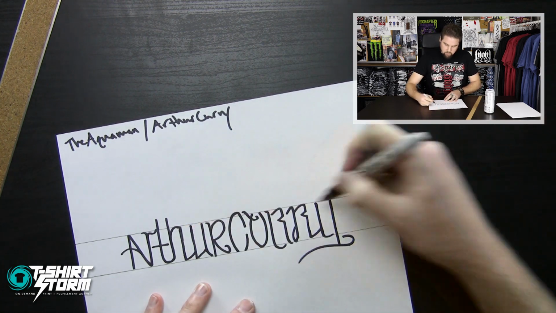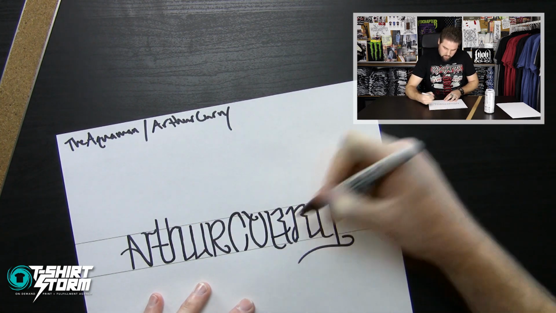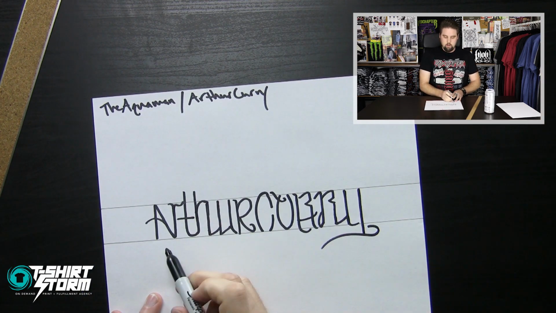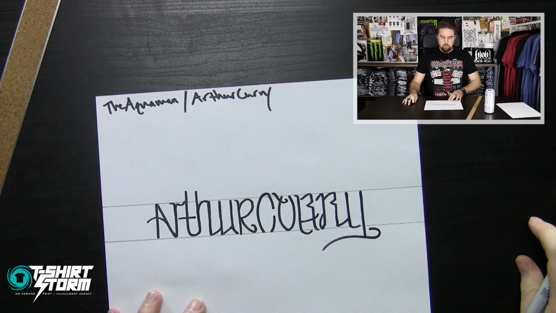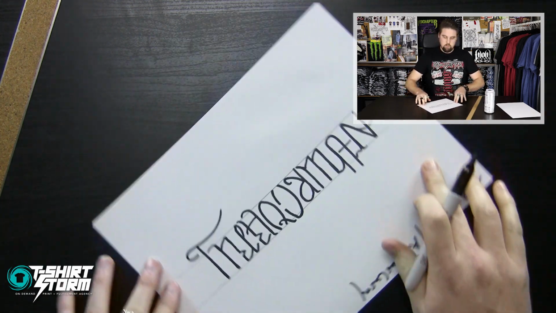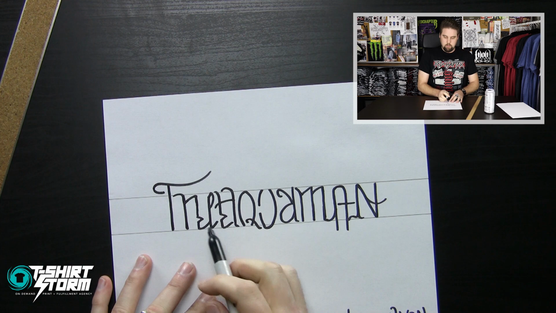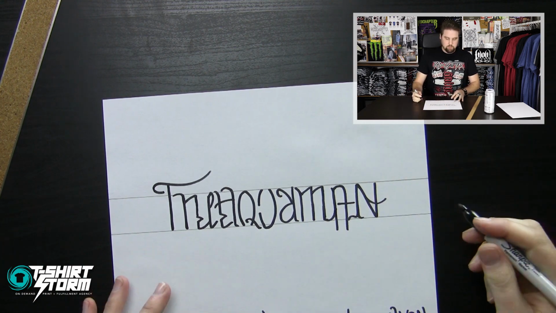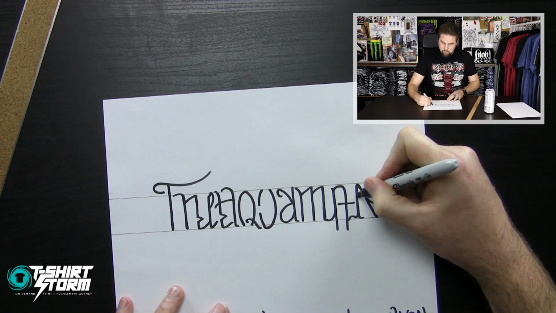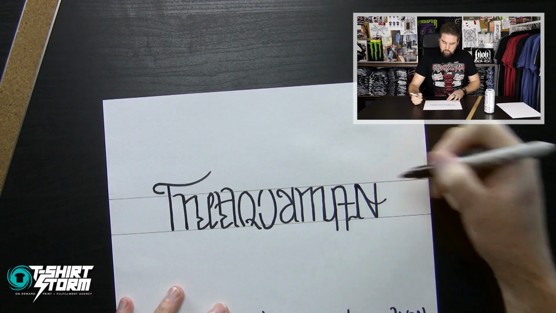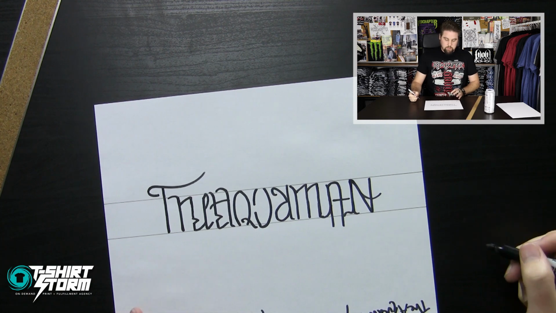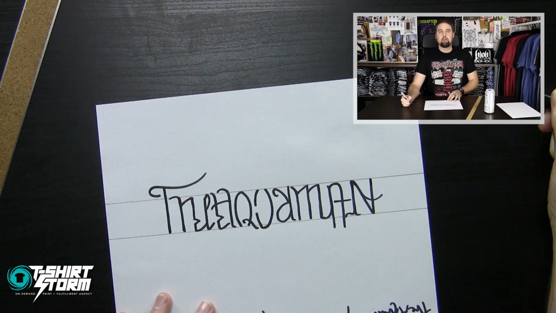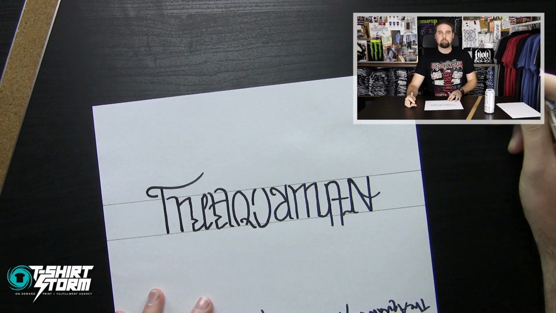And then let's see, we've got to cross the A this way. All right, so we've got Arthur Curry that way, and then when you flip it upside down, it says the Aquaman. And again, this is just a very rough sketch that shows the solution that I'm going to use. And I'm actually going to head over to the computer right now, drop the solution into Photoshop, and do a much more stylized, fleshed out version for you to see.